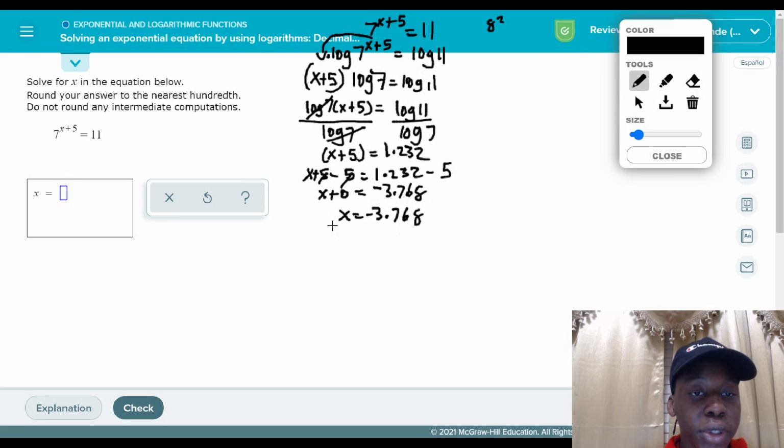But based on the question, we're asked to round our answer to the nearest hundredth, and that basically means the second digit after the decimal point. You see this decimal point here? The second digit after it is the 6. So we're going to have to round the 6, and for us to round it, we ask ourselves what is the number after 6 in the answer. The number after 6 is 8.